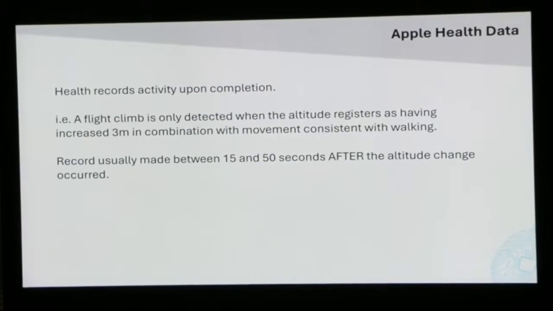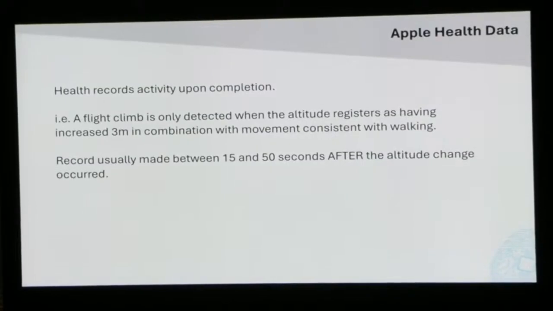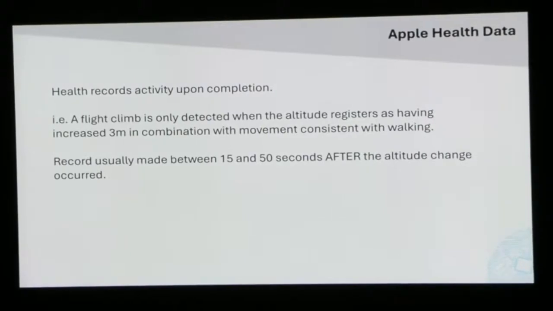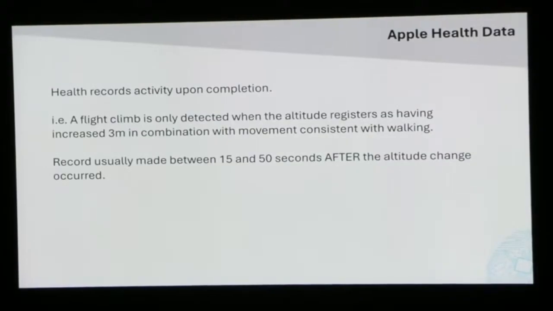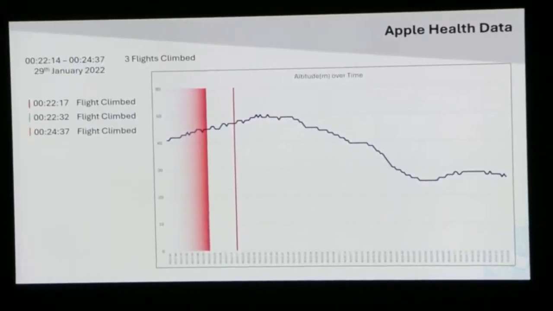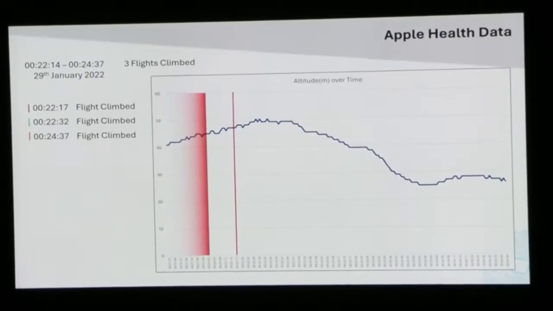So that change only gets written to the database once the flight climb has ended. I tested approximately 8 different phones, different models, different versions of iOS, and found that on average there was a time difference between 15 and 50 seconds between when I physically stopped walking up a flight of stairs and when the record was made. So it's just based on the time that the device takes to pull the altitude, detect that an altitude difference has occurred, and then write the data to the database. So then I took that average data between 15 and 50 seconds and plotted it onto this graph, which also plots the altitude of the device over time.